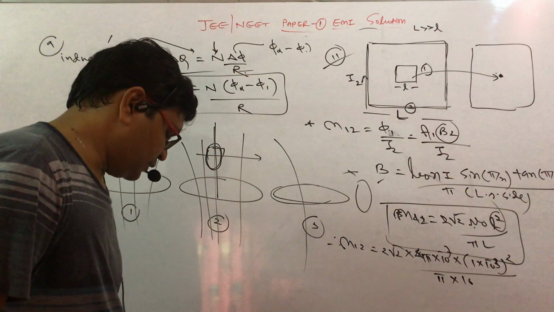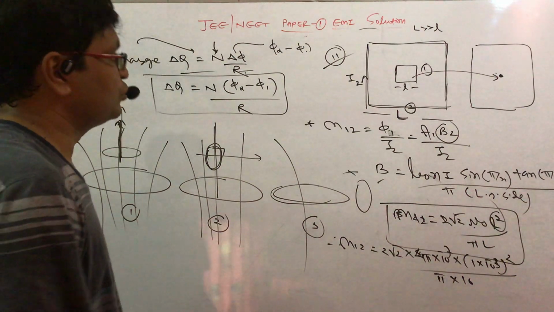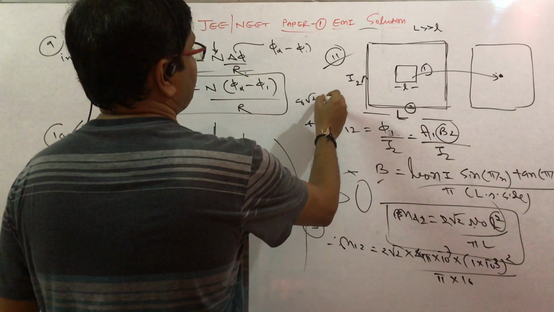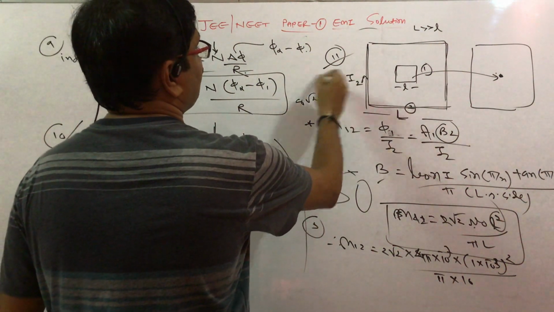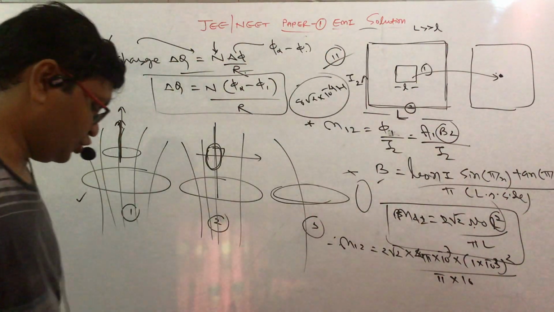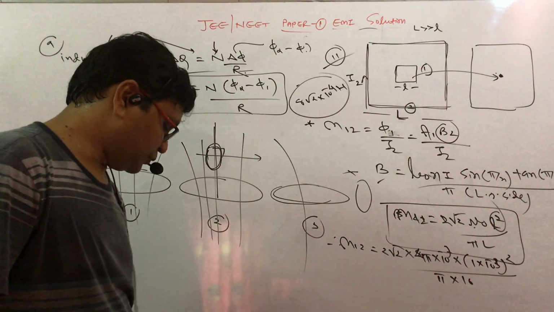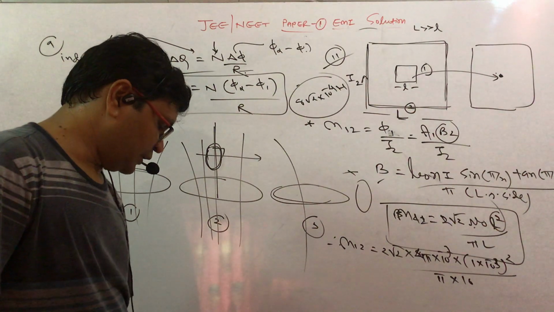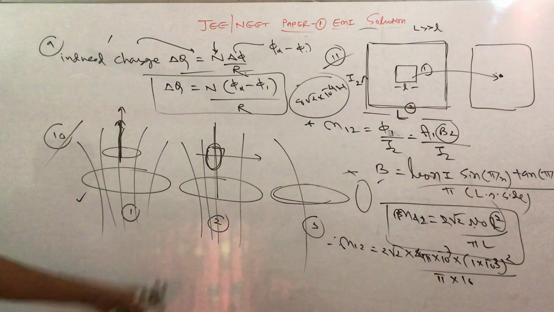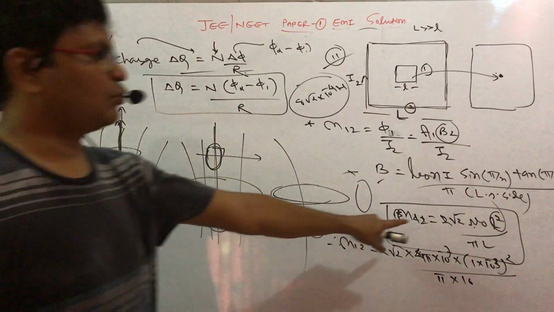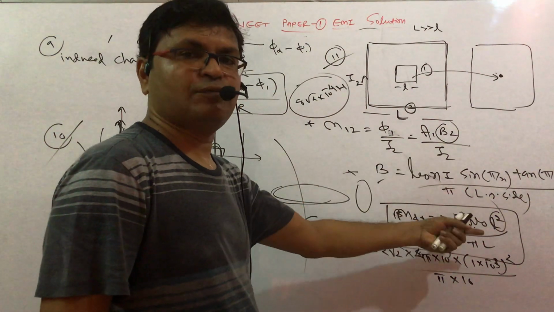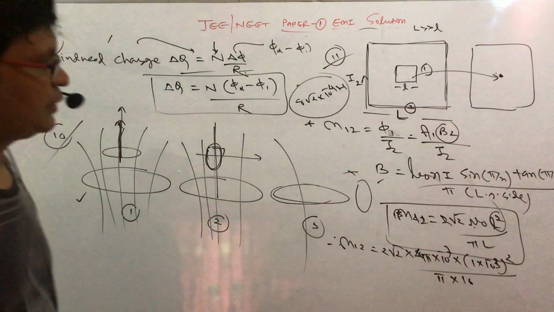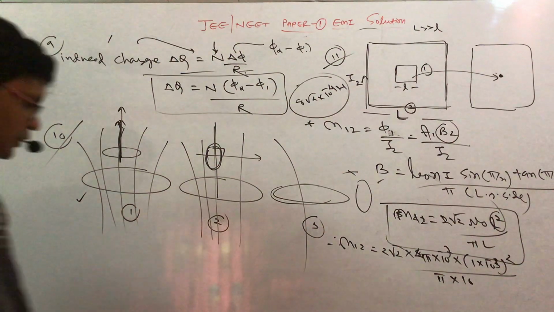So your answer here is obviously 8√2 into 10 raised to minus 4 Henry. This is the mutual inductance. So looking at the options, it will be A. A is the right answer. We discussed and derived the formula. This is an advanced form of substituting values in the formula. So question number 11 is also very important.